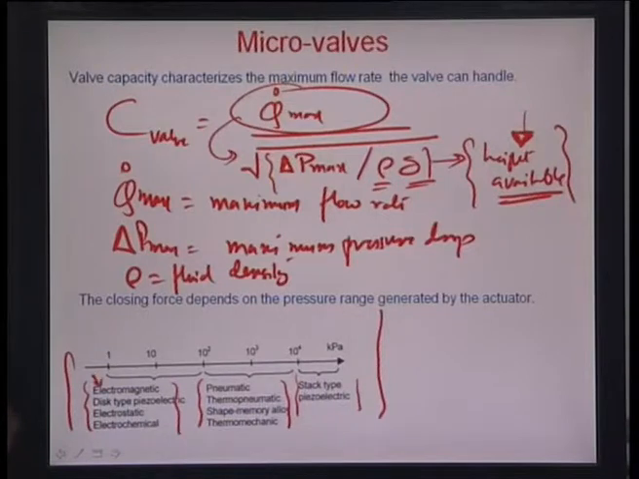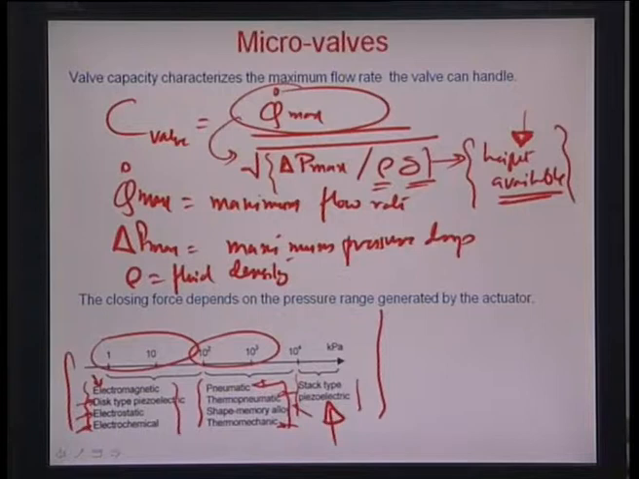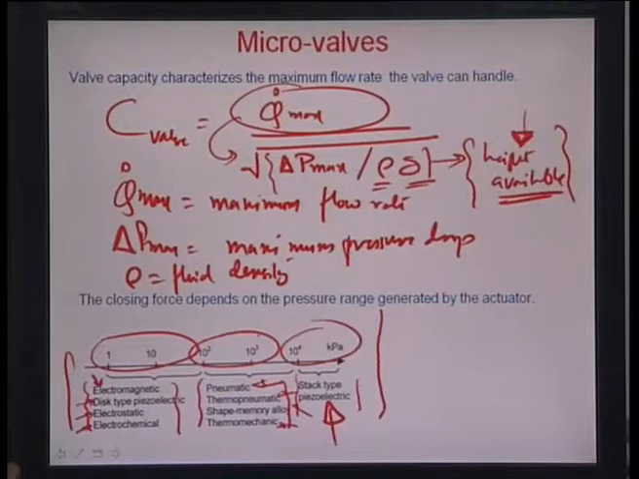So for electromagnetic, disc type piezoelectric, electrostatic and electrochemical actuation, the pressure ranges that can be generated are roughly about 1 to 10 kilopascals. If you go a little bit higher to pneumatic, thermopneumatic, shape memory alloy based and thermomechanical actuators, the pressure ranges would be about 100 to 1000 kilopascals. And the highest pressure range is given by the stack type piezoelectric, where multiple piezoelectric crystals are stacked one on another, and the effective pressure is a result of the series pressure of all these crystals taken together. Here the actuation pressure can be as high as about 10,000 kilopascals.